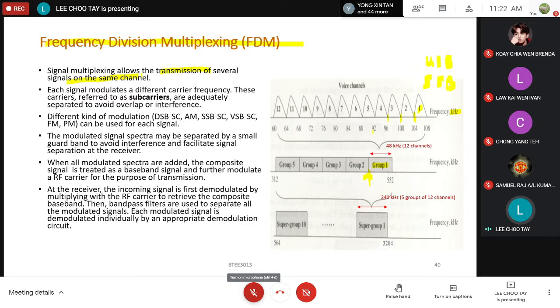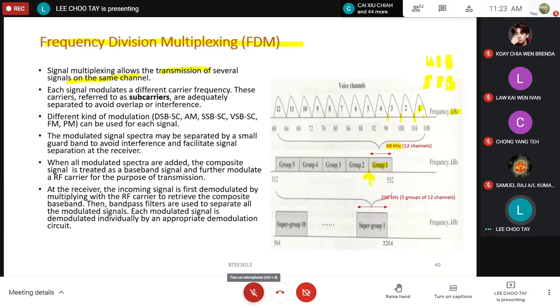Okay, so that means the original voice baseband signal is 4 kilohertz. After we combine all the 12 voice signals together, we have a new baseband signal of 48 kilohertz, which is voice signal coming from 12 different channels. We can group them, and then use it to modulate another, much higher carrier frequency. If it's 48 kilohertz, 552 minus 48 will give you 504. So now we multiply with the carrier frequency of 504 kilohertz, and then we can transmit this whole group of 12 voice signals together.